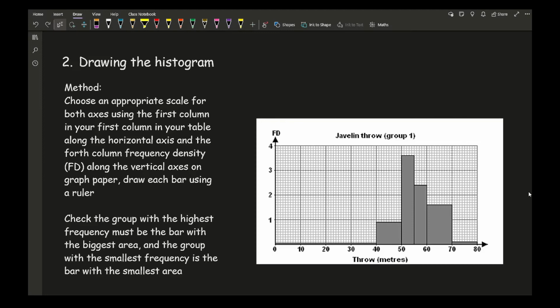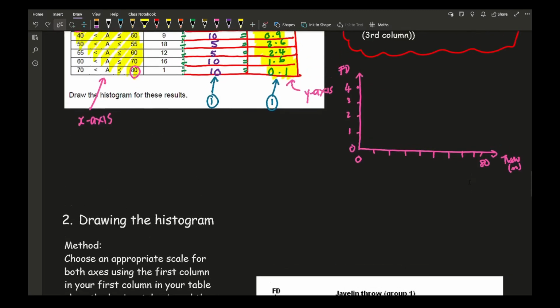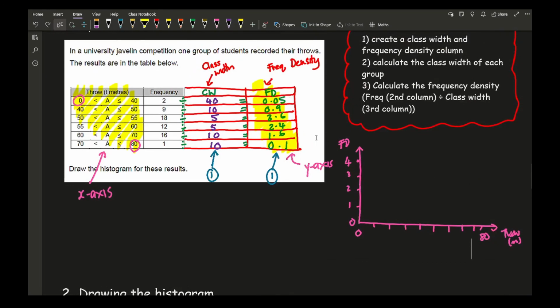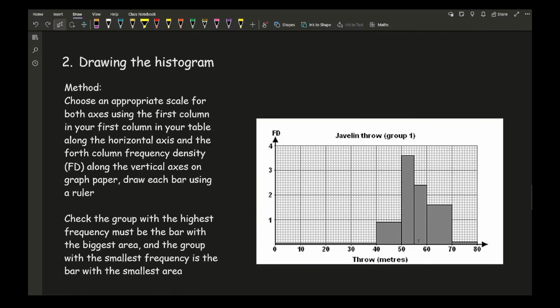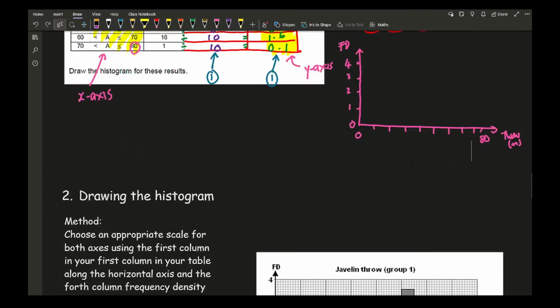The next thing you then need to do is check that the group with the highest frequency must be the bar with the biggest area. So for example, if I go up, I can see that the group with the highest frequency was 50 to 55. So when I look at that bar, it has got to be the one with the highest area. It doesn't need to be the tallest, it's just got to be the one with the biggest area.